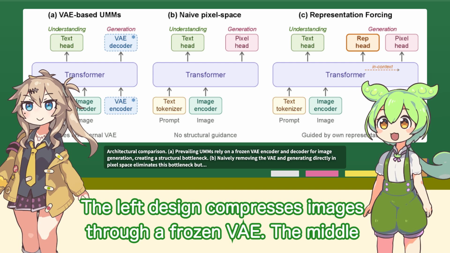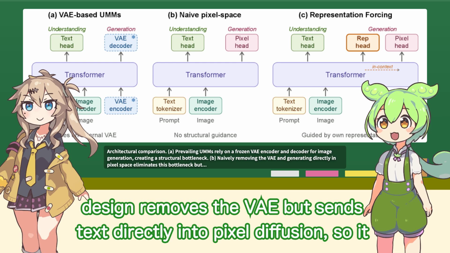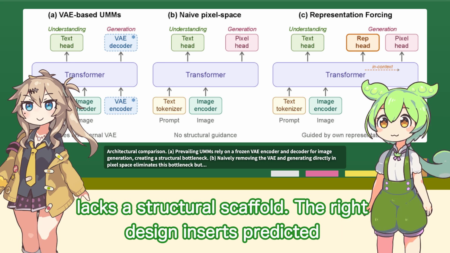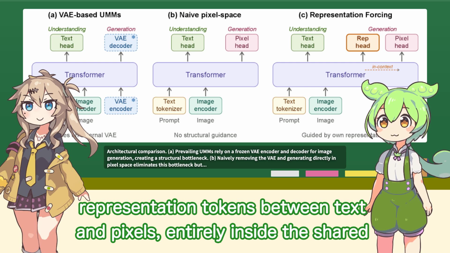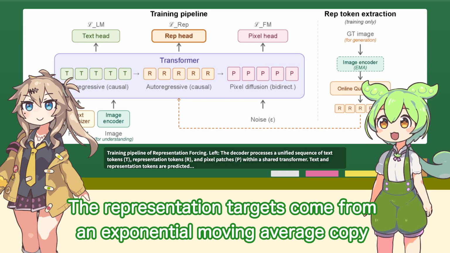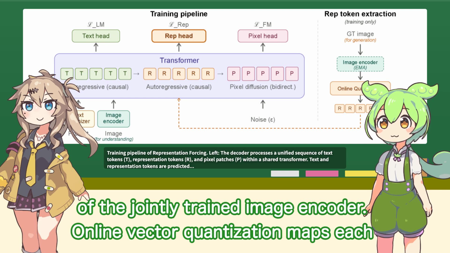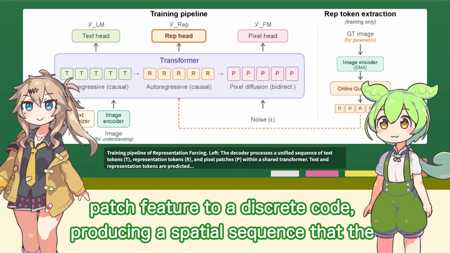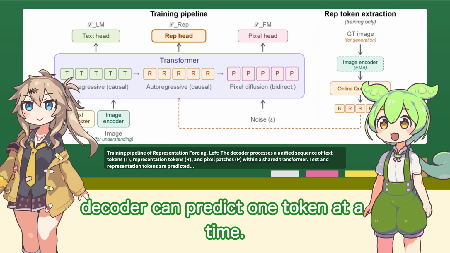The left design compresses images through a frozen VAE. The middle design removes the VAE, but sends text directly into pixel diffusion, so it lacks a structural scaffold. The right design inserts predicted representation tokens between text and pixels, entirely inside the shared transformer. The representation targets come from an exponential moving average copy of the joint image encoder. Online vector quantization maps each feature to a discrete code, producing a spatial sequence that the decoder can predict one token at a time.